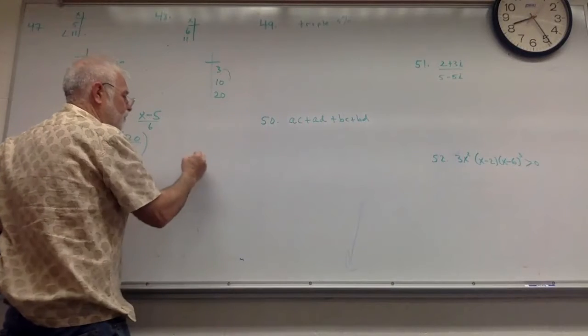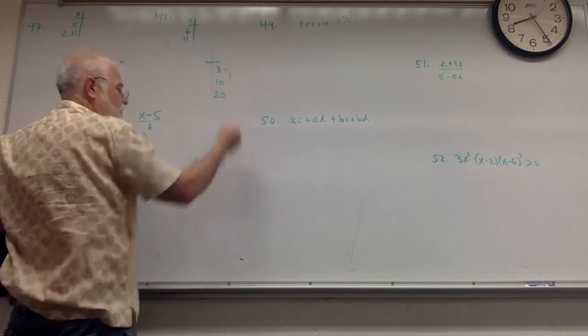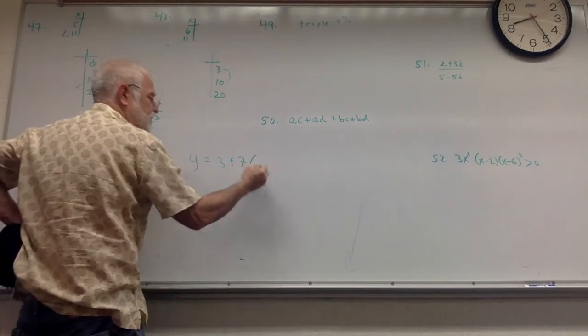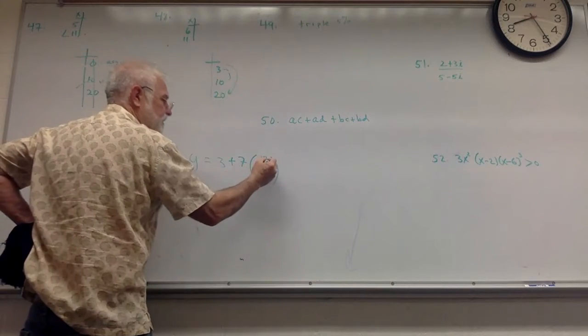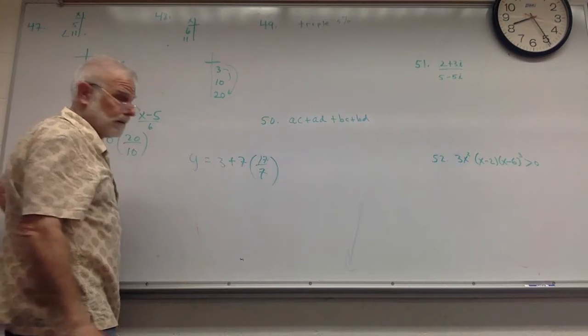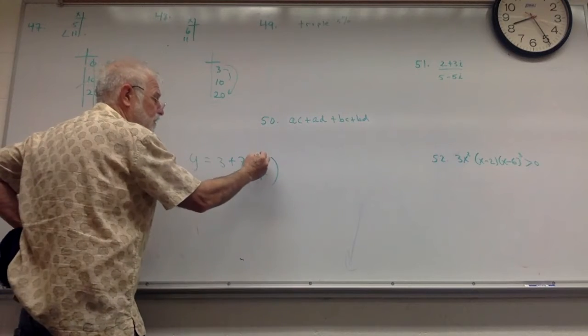So I want to go from 3 to 10. Well, that's a jump of 7. The next one's not a jump of 7. The next one is from 3 to 20. That's 17. Now, that's more than doubling. 14 over 17 is a little bit more than doubling.